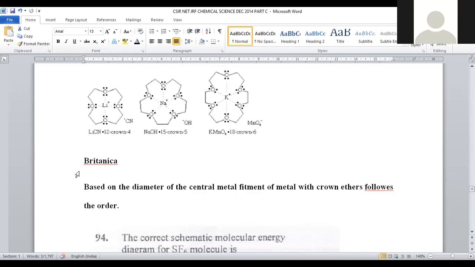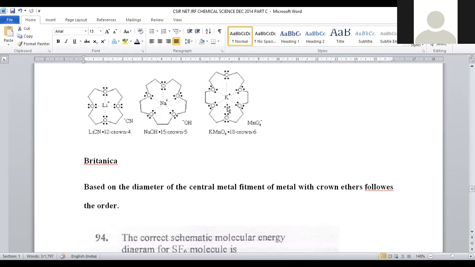I took this information from Britannica, and this is the 12 crown ether, this is the 15 crown ether, and this is the 18 crown ether. So in this kind of system, lithium will fit into the 12 crown because the dimensional region is suitable to fit only lithium. As we increase the size of the crown ether, larger ions will be accommodated. So when 15 crown ether is taken, sodium will be suitable for that fixation.